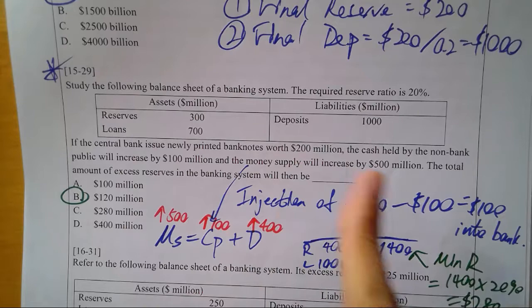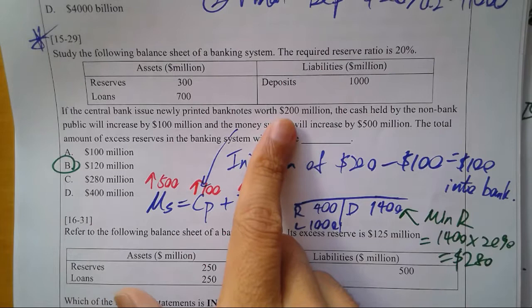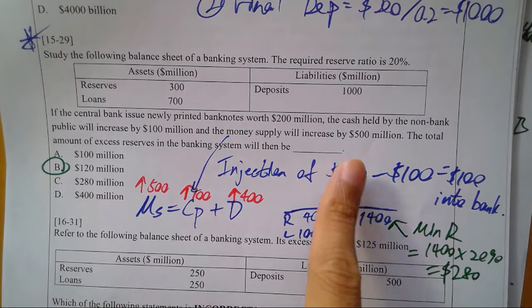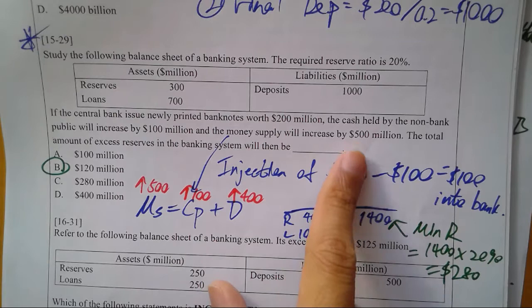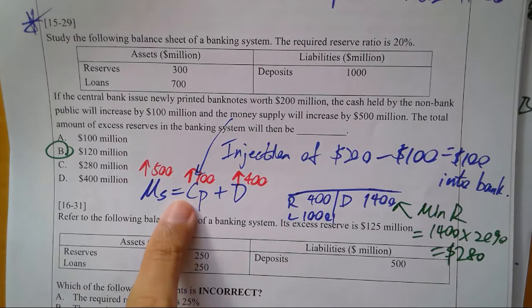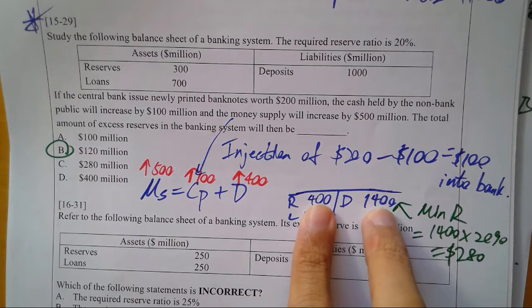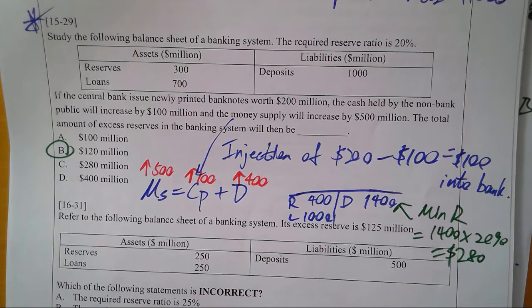This is quite a difficult question because this time you are not doing the usual way, but you have to do some logical deduction. Remember, newly printed means injection, but the public took 100, so only 100 goes into the bank. Reserve increased by 100. We know money supply increased by 500 by this formula. CP increased by 100, therefore deposit increased by 400. We calculate these two and then we will know the excess reserve. This one is a little harder.